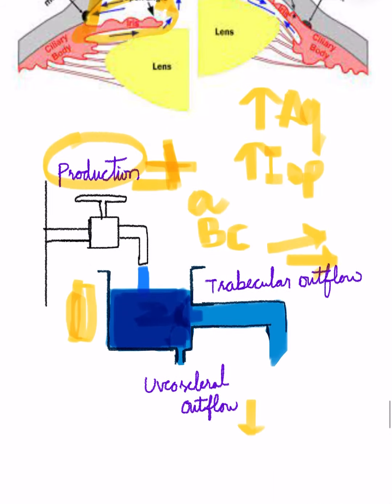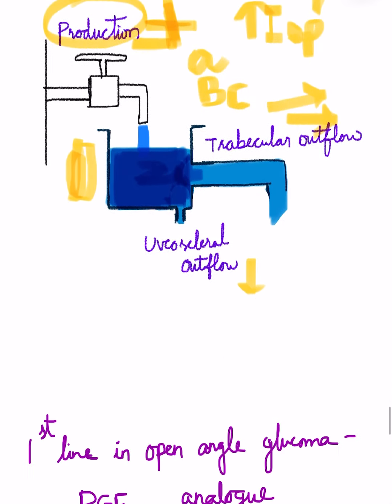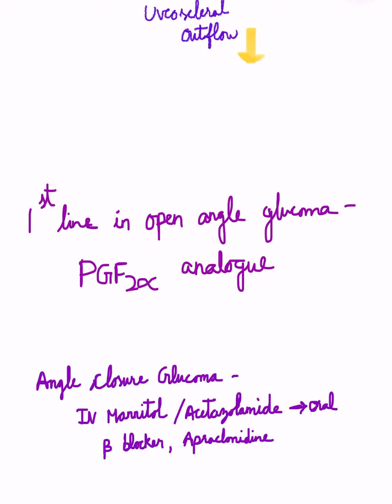These are the treatments for glaucoma. In case of open angle glaucoma, the first line is the prostaglandin analogs, that is PGF2 analogs, the drugs which end with prost, latanoprost or bimatoprost.